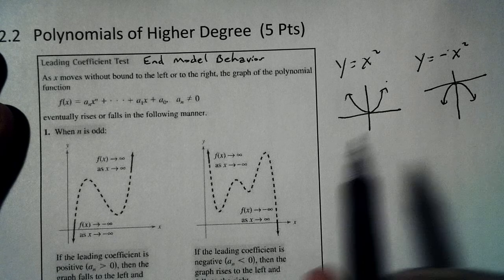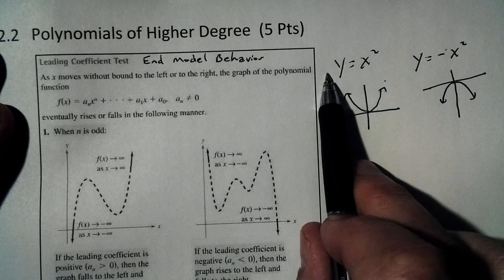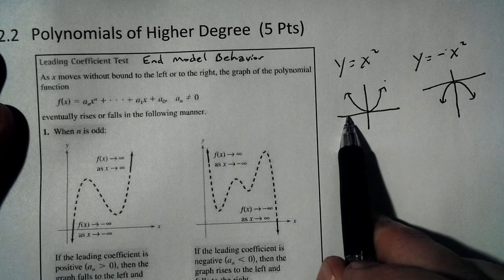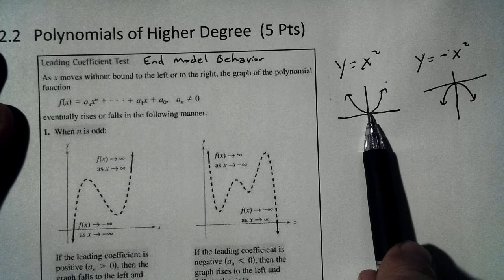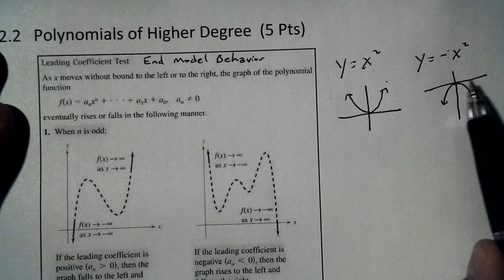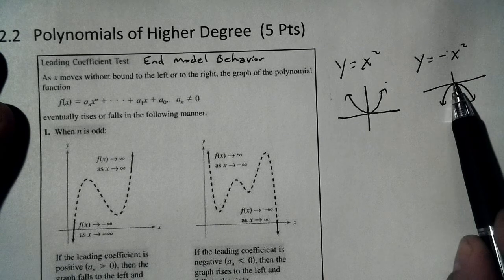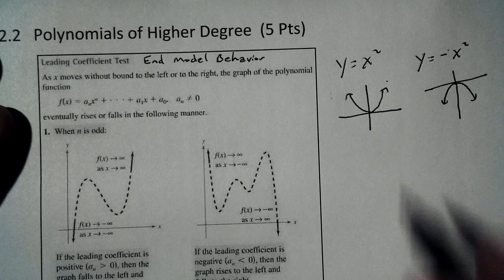Oh, it's rising. As we move to the left, it is also rising. Now it is falling from the left, but it is rising to the left. So we always handle it that way. End model behavior: this graph is rising to the right and rising to the left. So that's x squared.